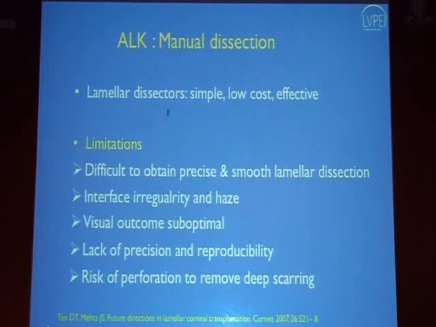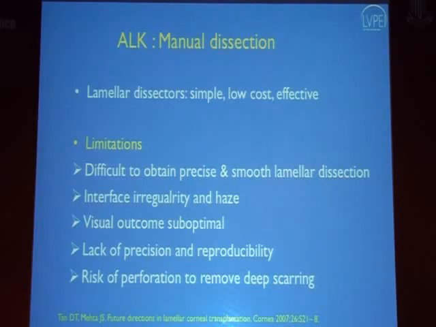So what are the techniques? We can do a simple manual dissection where you can use manual dissectors as shown by Namrata. This is very simple to do. It's low cost and it can be pretty effective in most of the cases. It can be effective as a therapeutic modality, but the limitations are that it optically doesn't give a very satisfactory result. So it's very difficult to obtain a precise and smooth interface when you do a manual laminar dissection. And the resulting interface irregularity and haze leads to a suboptimal visual outcome.